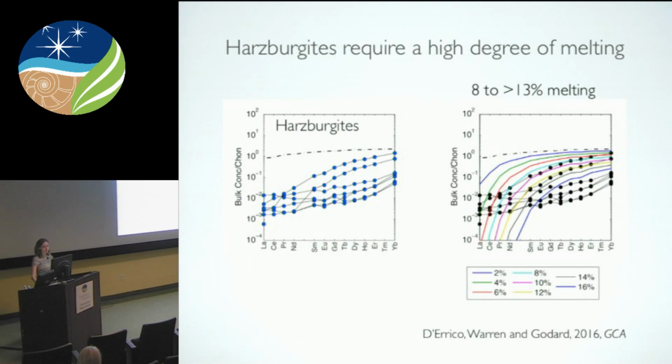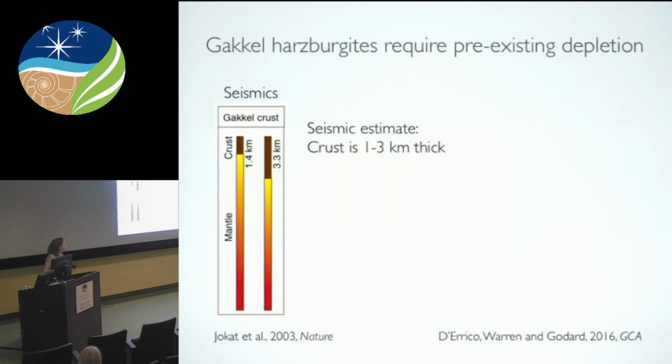But the key is that if you ask how much crust should you produce from that melting, and does that match the seismic estimates? The answer is no. This is the estimate for the seismic crustal thickness, based on data from Yokat et al. 2003. This was collected when they went up and did the dredging. They also ran some seismic lines, and they got a crust thickness, depending where they were on the ridge, that's 1 to 3 kilometers thick. That makes sense given that this is very ultra slow spreading. They were not expecting to find a very thick crust.